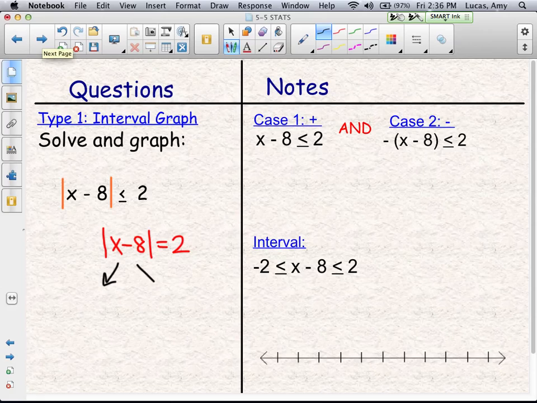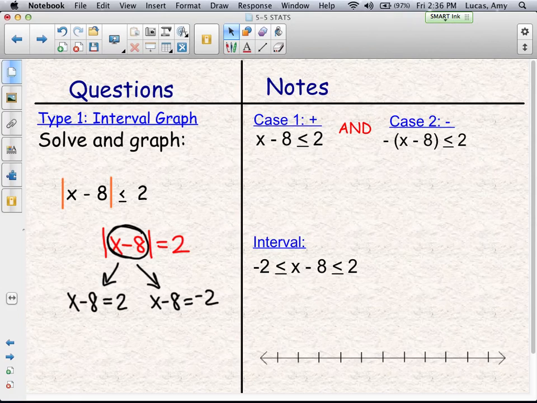And we learned that when the absolute value of x minus 8 was equal to 2, the stuff inside the bars could be 2, or it could really be a negative 2. So we had to solve two separate cases to find two separate solutions, because there were two different numbers that represented that same absolute value being equal to 2. So similarly, we are going to have two separate cases to solve here as well.